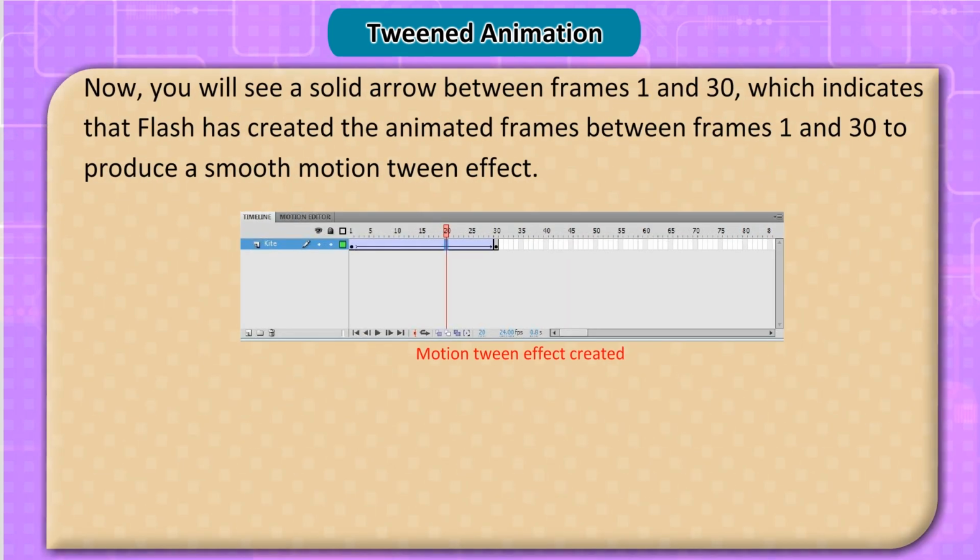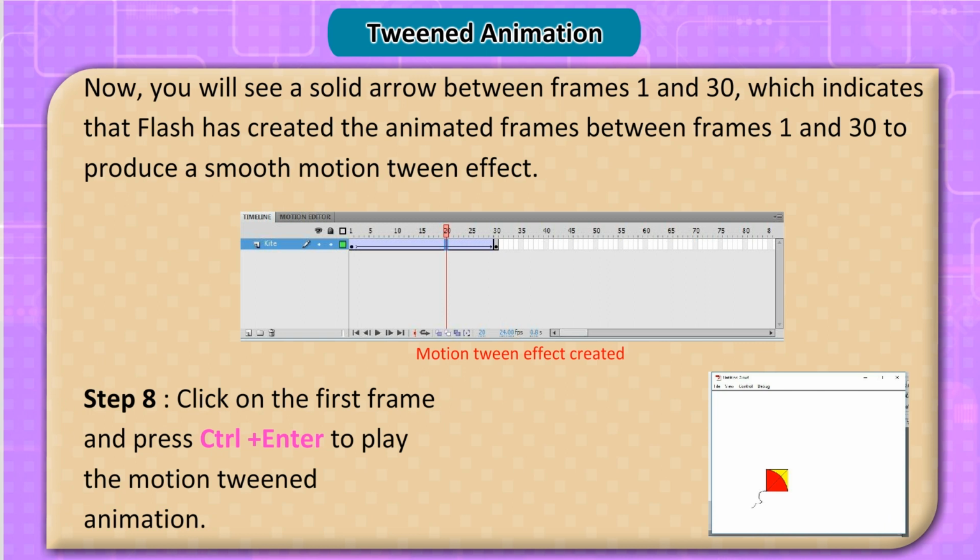Now, you will see a solid arrow between frames 1 and 30, which indicates that Flash has created the animated frames between frames 1 and 30 to produce a smooth motion tween effect. Step 8. Click on the first frame and press Ctrl+Enter to play the motion tweened animation.